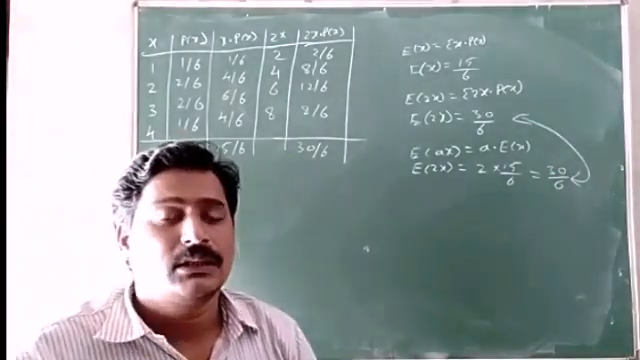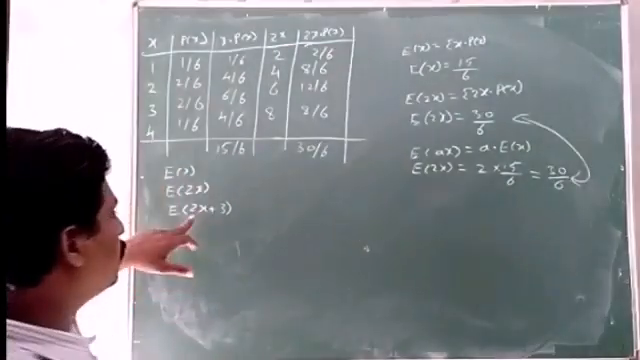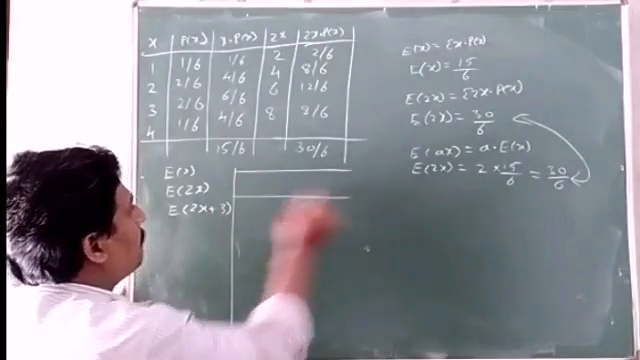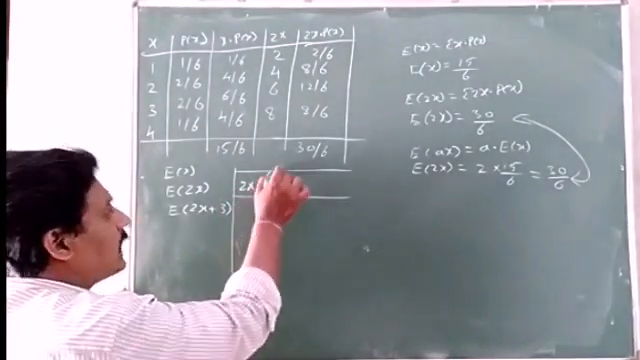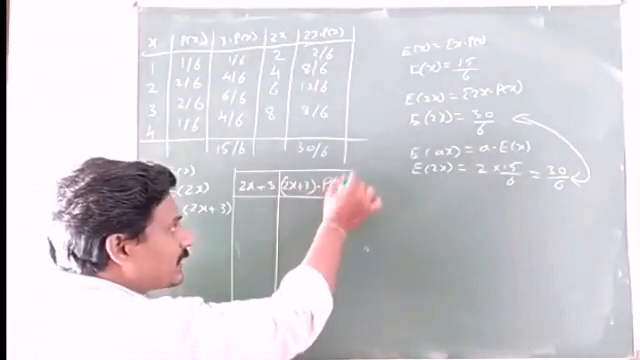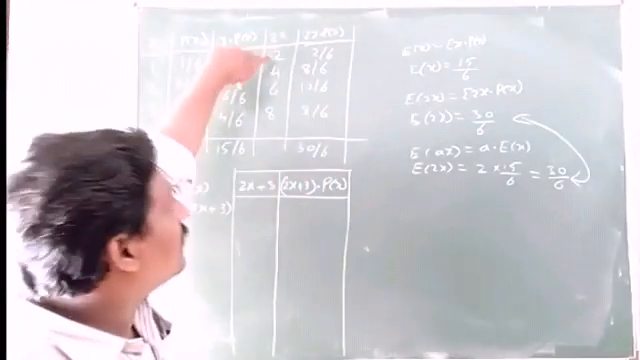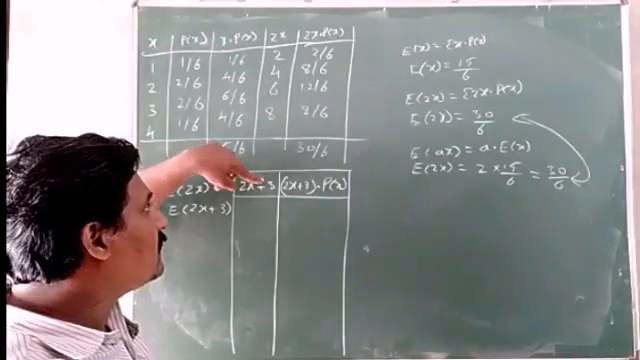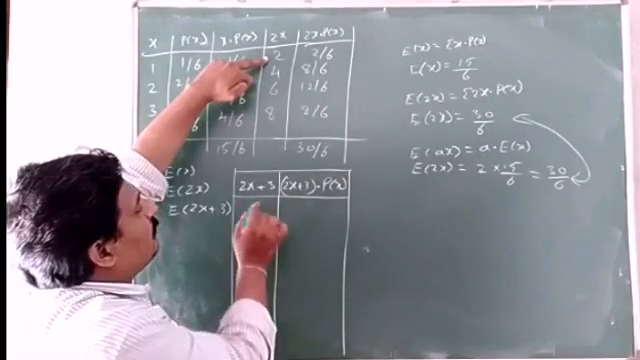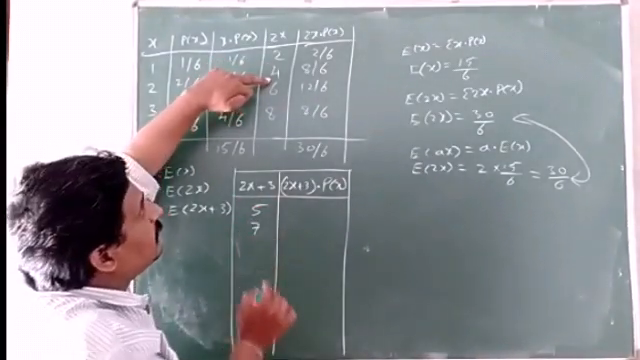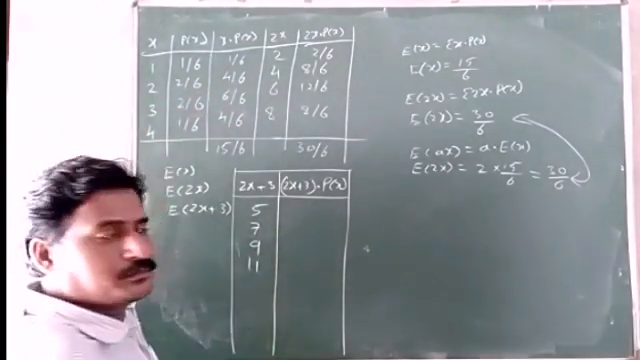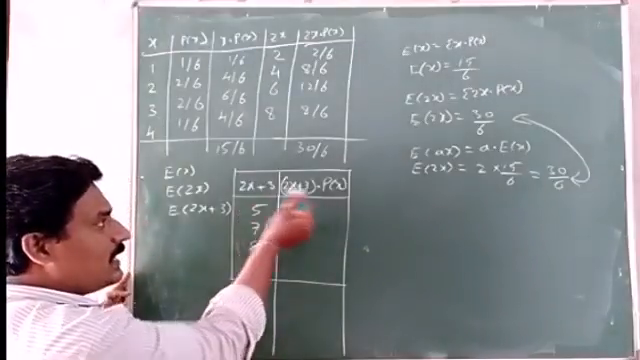Okay, and the third question. The third question is 2x plus 3. For that we need to calculate 2 more columns, that is 2x plus 3, then 2x plus 3 into P of x. 2x we have already calculated here. Just add 3 to this column. So 2 plus 3, 5. Then 4 plus 3, 7. 6 plus 3, 9. 8 plus 3, 11. So 2x plus 3 into P of x.